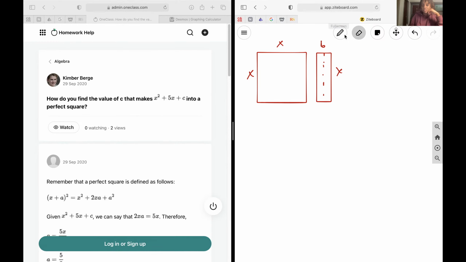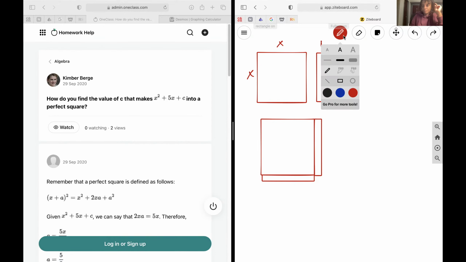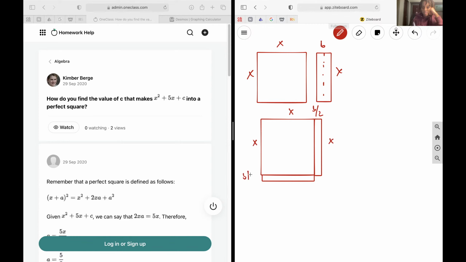And so what that means is I will now have this and a little bit on the other side too. And so almost a perfect square. And so what I'm going to be missing, I have x b over 2, x b over 2.